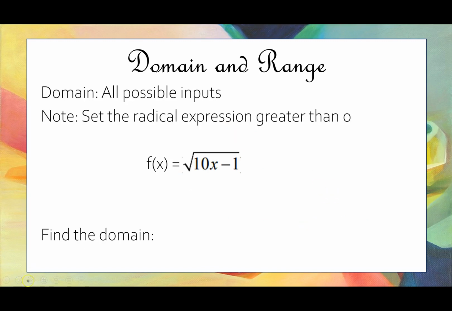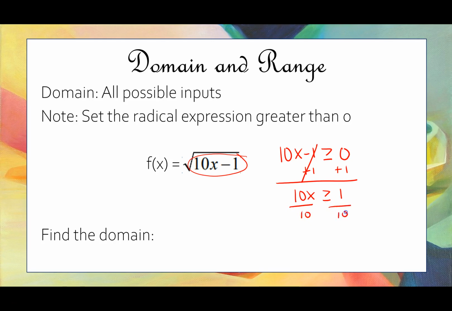All right, last one. So we know that this right here has to be greater than or equal to 0. So I'm actually going to set 10x minus 1 to be greater than or equal to 0. Add 1 to both sides. Then I get 10x is greater than or equal to 1. Divide by 10. I get x is greater than or equal to 1/10.